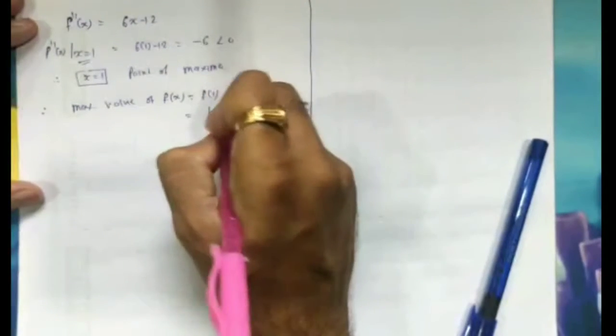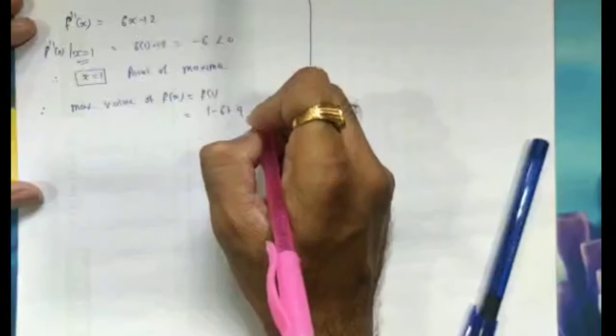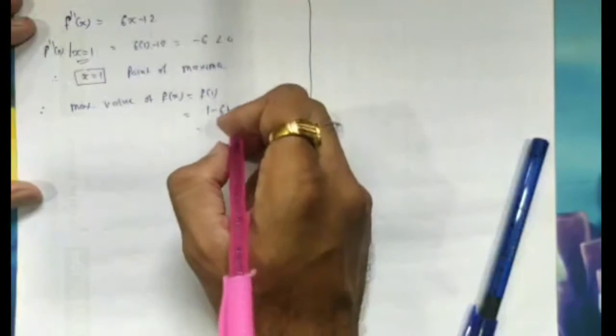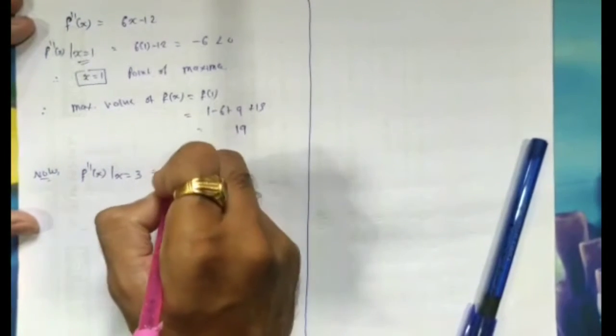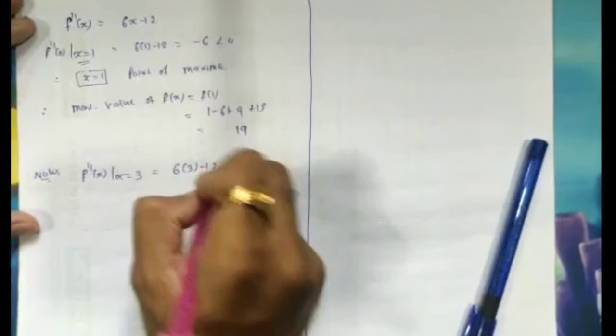So f of 1 will be the maximum value, which is nothing but 1 minus 6 plus 9 plus 15, 25 minus 6, 19. 19 will be the maximum value. Now, second critical point, x equal to 3 is there. So checking the sign of second order derivative at x equal to 3. So it will be 6 into 3 minus 12.